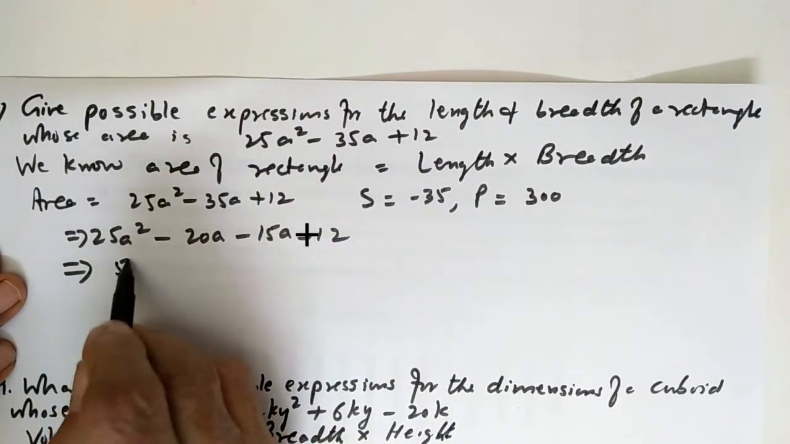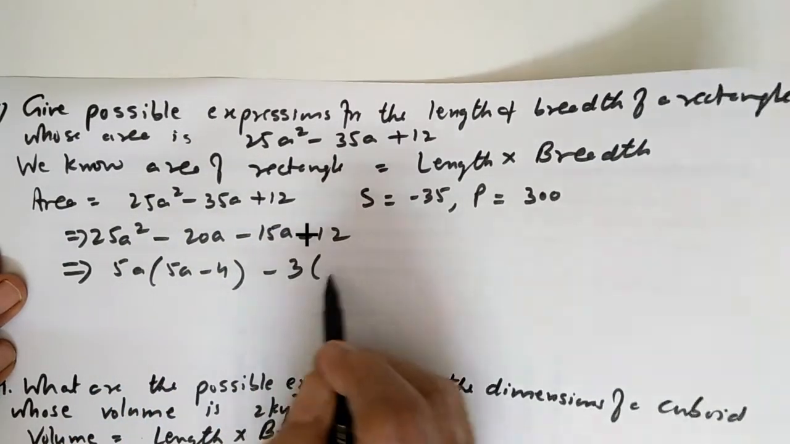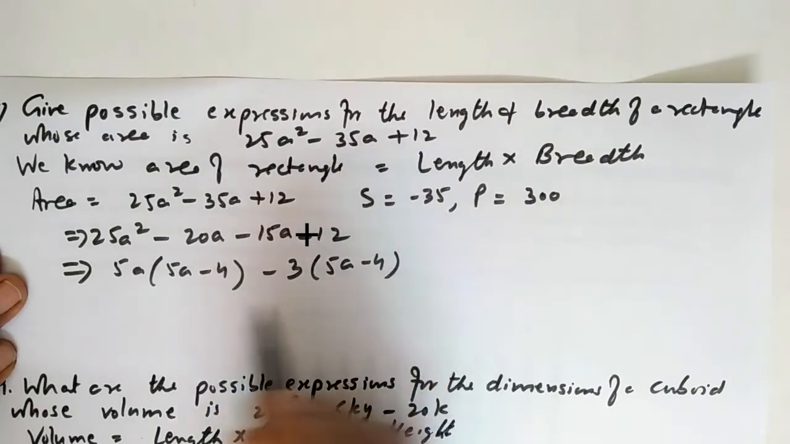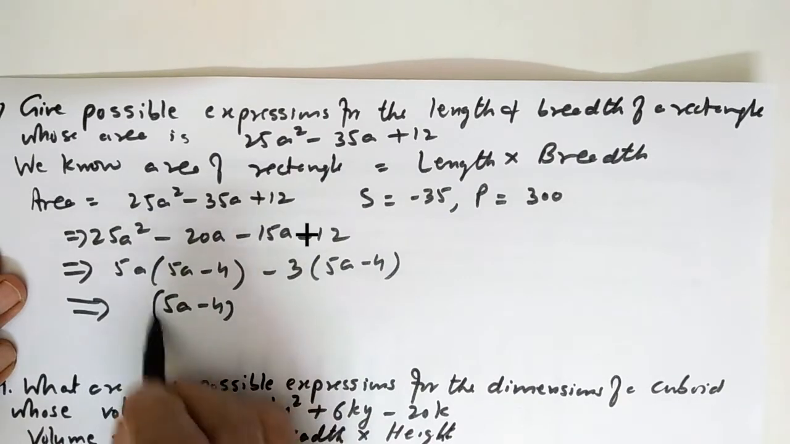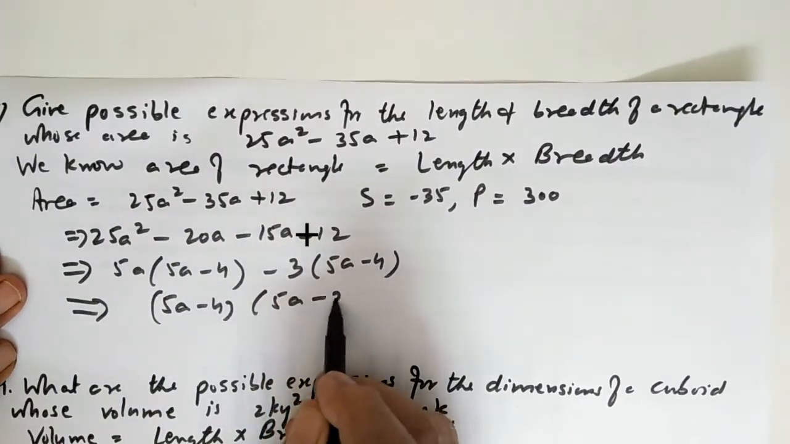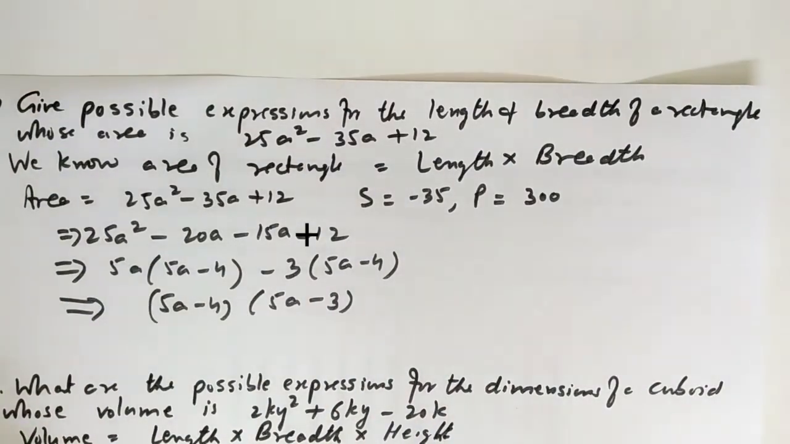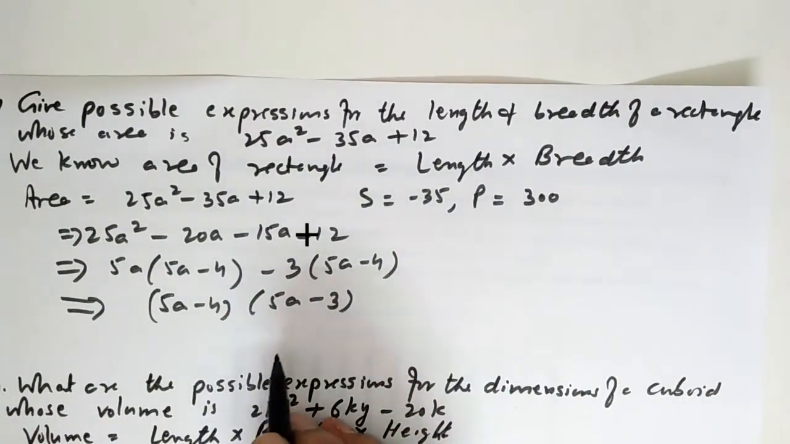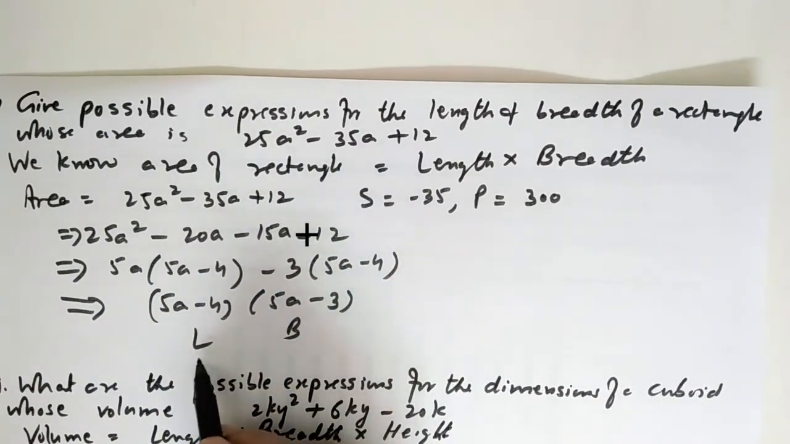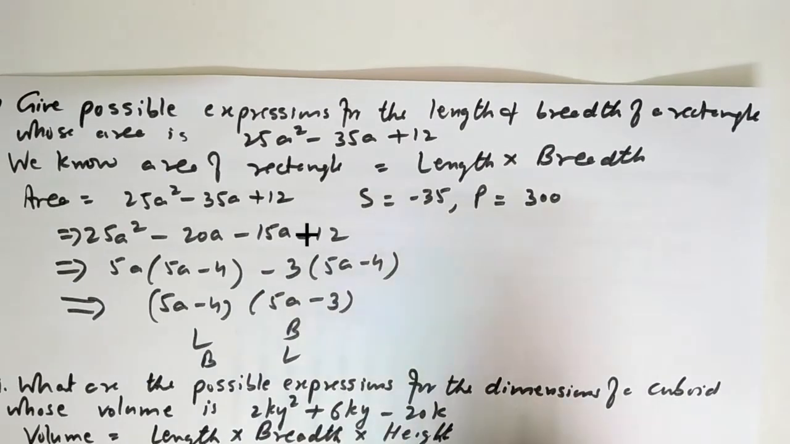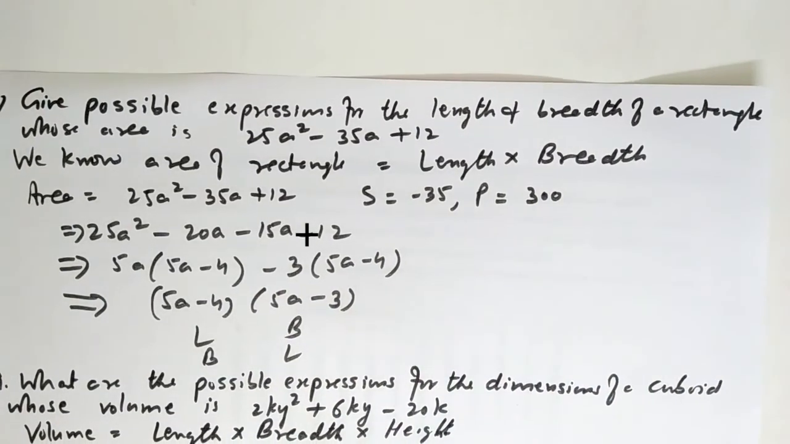Common term is 5a, minus 4, minus 3: 5a minus 4, 5a minus 3. यहाँ से आपको ये मिल गया, one is length, other is breadth. So you can write this is length, this is breadth, or the other way this is breadth, it can be length. उसमें कोई फर्क नहीं पड़ेगा, जिसको मर्जी length ले लें, जिसको मर्जी breadth ले लें.